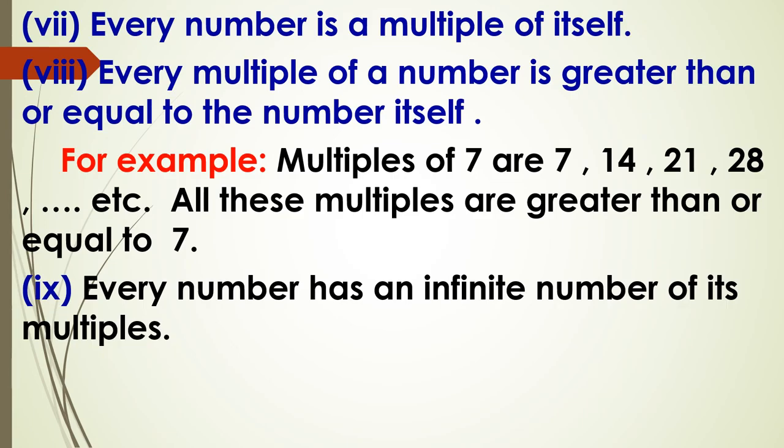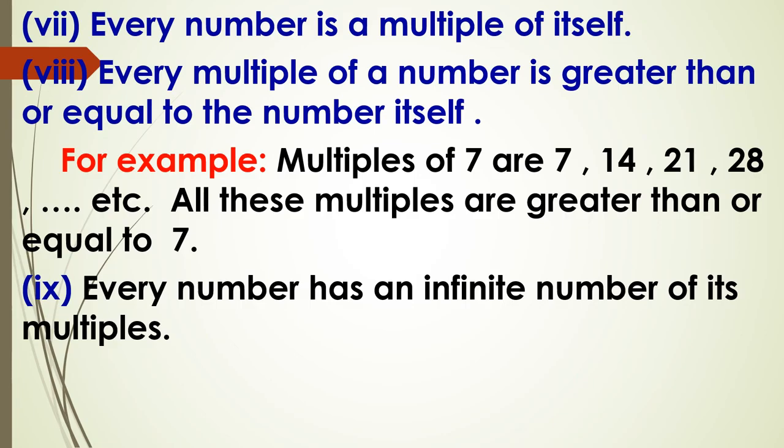Multiples are always infinite in number, which we can't count because tables never end. We know the tables up to 10, but beyond 10 also tables are there. See the example. Multiples of 5 are 5, 10, 15, 20, 25. You can count up to 50.